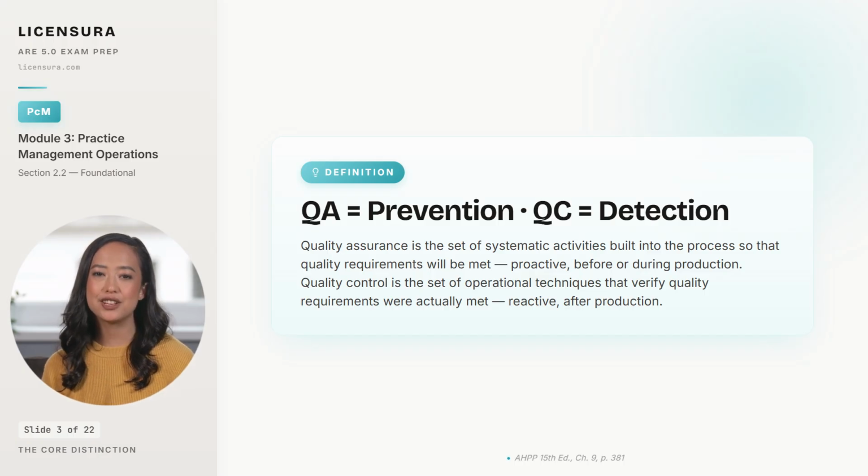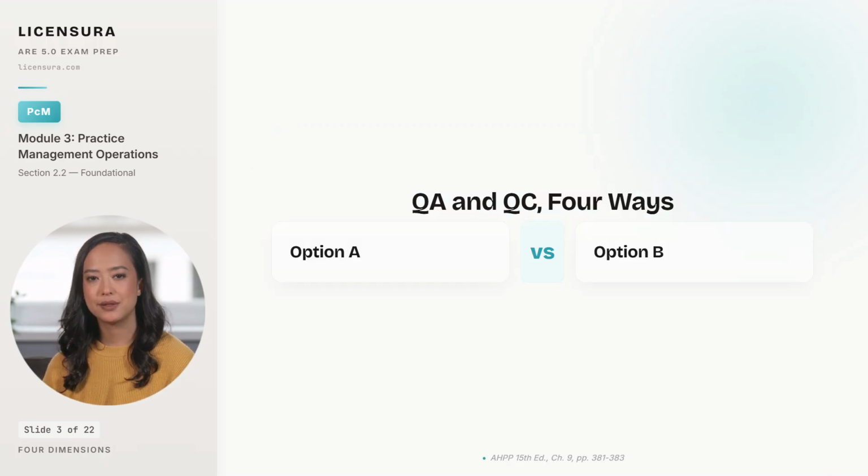The mnemonic that sticks for most people is the letter trick. QA is for avoid. QC is for catch. Avoid the problem upstream or catch the problem before it reaches the contractor. The cleanest way to see the difference is to lay 4 dimensions side by side. Walk through the comparison column by column.